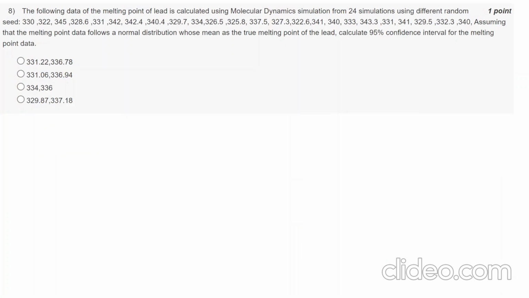In the eighth question, the following data of the melting point of lead is calculated using molecular dynamics simulation from 24 simulations using different random seeds. So they used 24 random seeds starting from 330 to 340. Assuming that the melting point data follows a normal distribution, whose mean is the true melting point of the lead, calculate the 95% confidence interval for the melting point data. They're asking for the 95% confidence interval. So how to find this? We will discuss now.